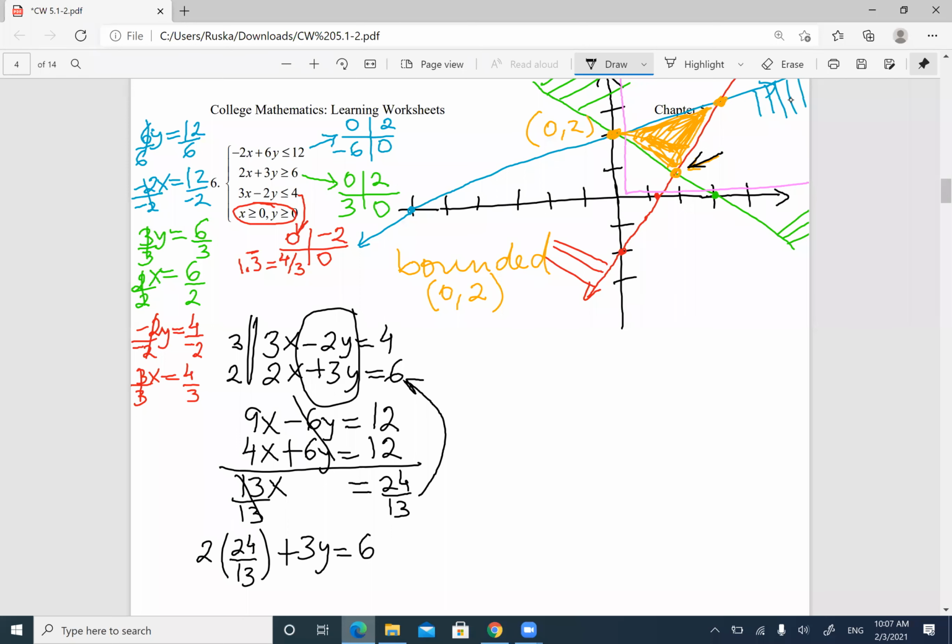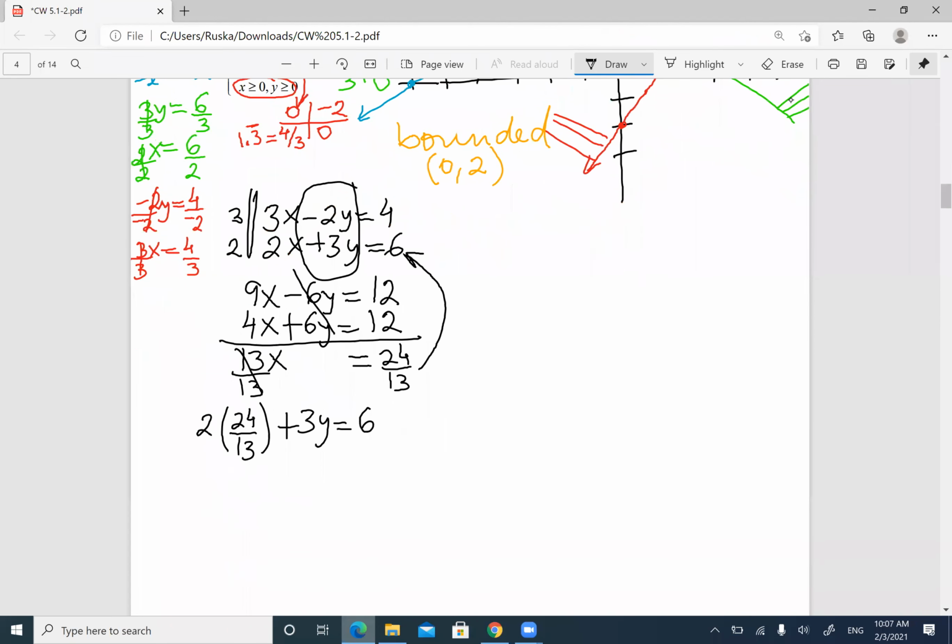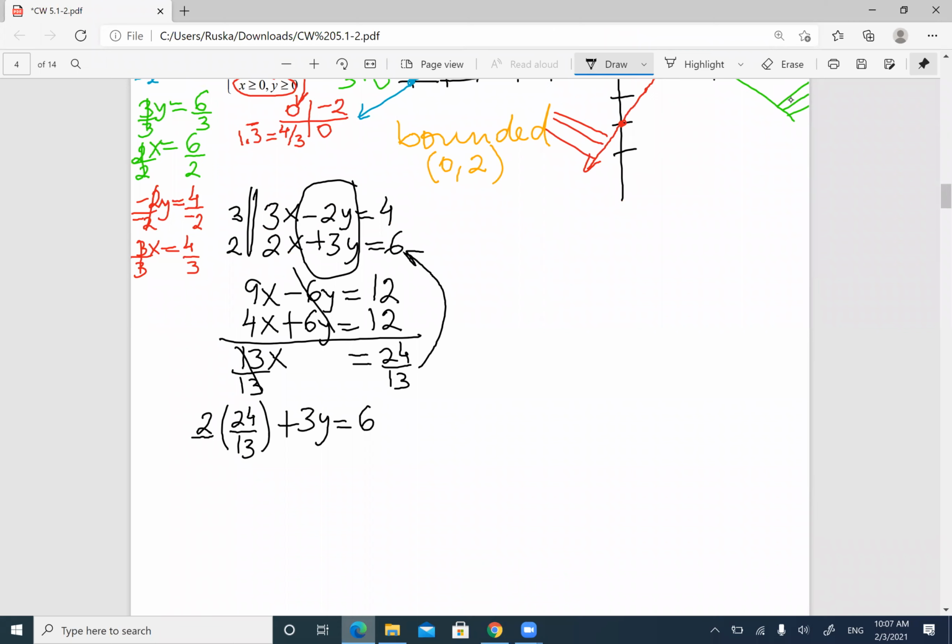So here we need to solve for y. We need to get y by itself. And first I'm going to multiply 24 over 13 by 2. So that's going to give me 48 over 13 plus 3y equals 6. And I'm going to subtract 48 over 13.